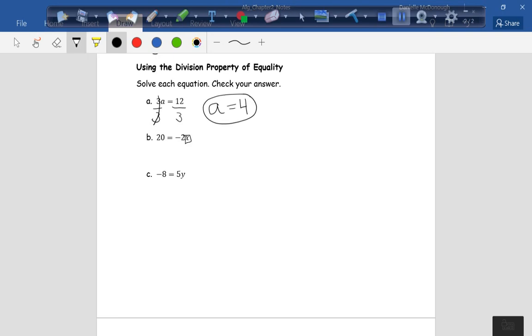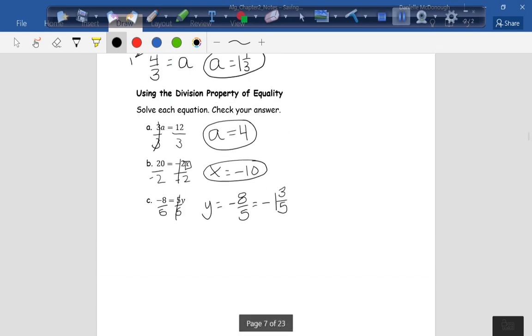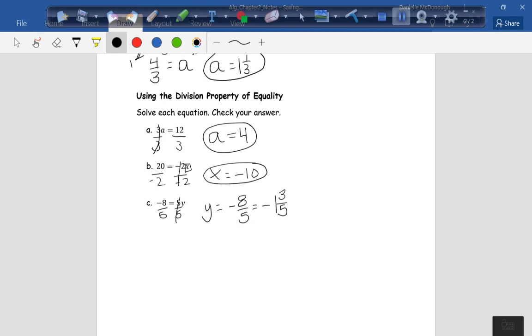Over here, if I wanted to get x by itself, I'm going to divide by negative 2. That crosses out because it's equal to 1. So I'm going to have x is equal to, well, 20 divided by negative 2 is negative 10. And then for c here, I'm going to divide by 5 on both sides. So what I'm going to have here is y is equal to negative 8/5. And instead of using your calculator to figure this out as a decimal, let's just write it as a mixed number. So it's going to be negative, well, 5 goes into 8 one time with 3 left over. So y is equal to negative 1 3/5. So that's it for section 1 of chapter 2.